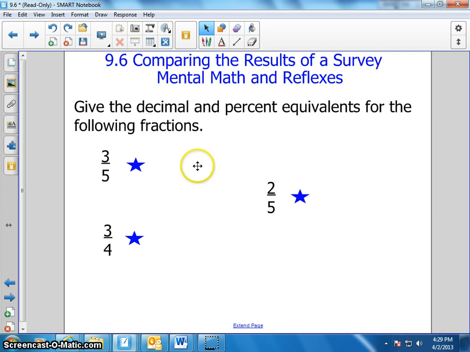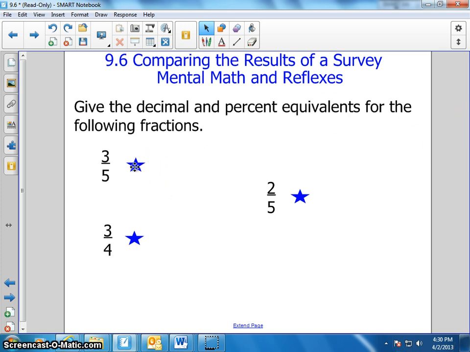These get a little more challenging, but these are ones that still should be pretty simple without the use of a calculator. So I'm going to give you a chance to work on these. Go ahead and pause the video, see if you can get the answer. Alright, how'd you do?